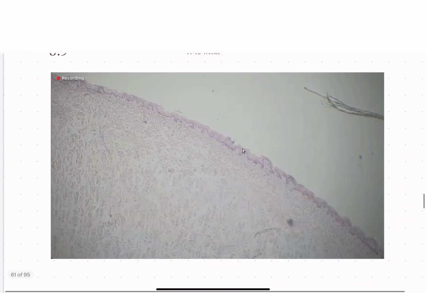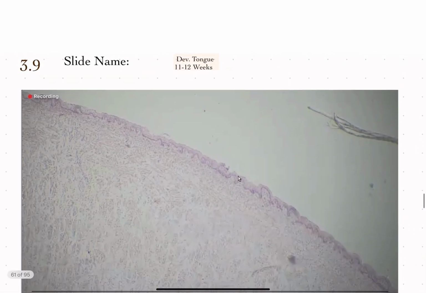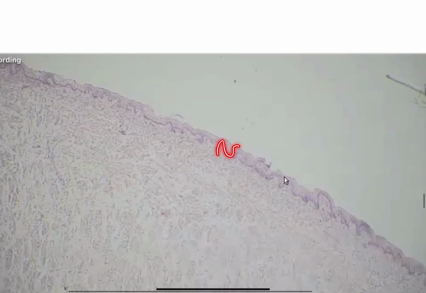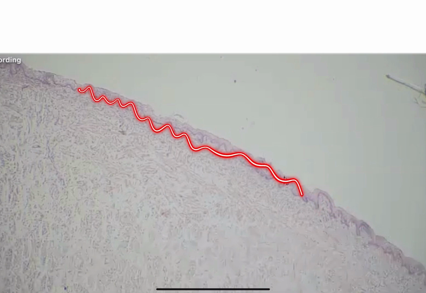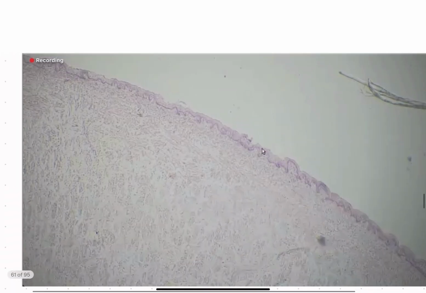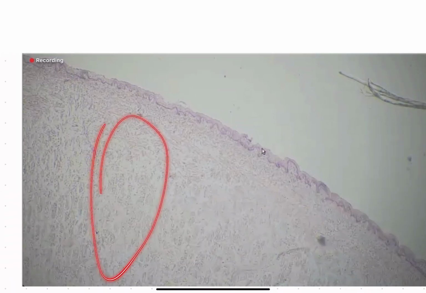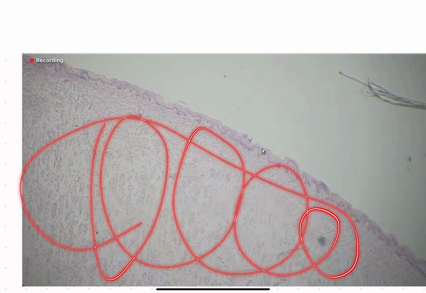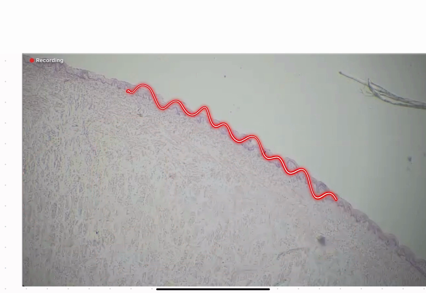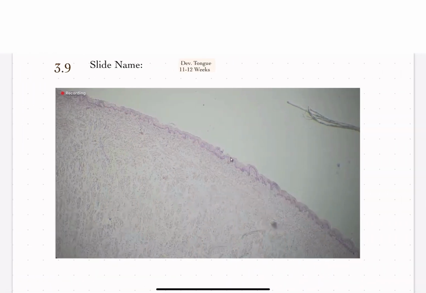Continuing on, we have this developing tongue, 11 to 12 weeks. Why? Because we can see the developing papilla right here. It's pretty much rough on the entire surface of the tongue. And hopefully this slide is enough for you to understand that you're looking at the tongue. First of all, those striated skeletal muscle fibers, and then also that rough surface. Sometimes it could also be a smooth surface, but I hope that as soon as you see that line with those muscle fibers, you will immediately think of the tongue.